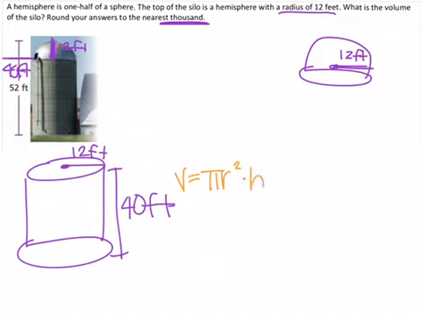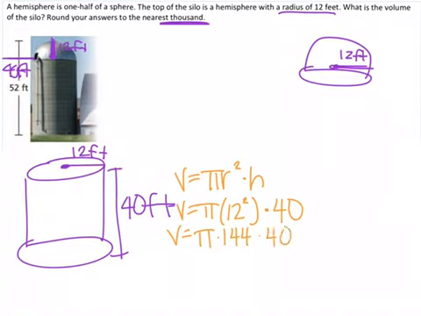So for the cylinder, we have volume equals pi r squared times height. It's the most basic volume equation that we have. So we have pi times our radius, which is 12 squared, times our height, which is 40. We're going to start simplifying. Pi times 144 times 40. Go ahead and multiply it all out. When we do so, I am getting 18,086 and 4/10 cubic feet. So that's what I got for that cylinder.